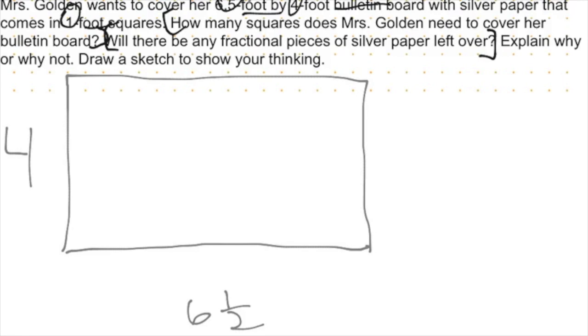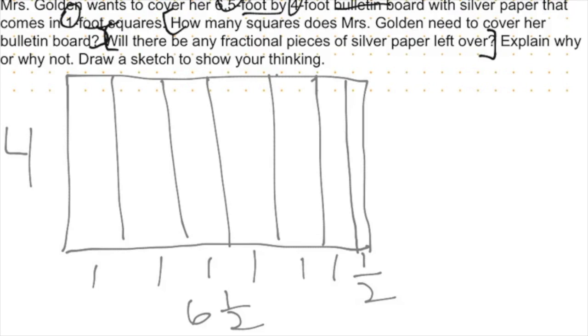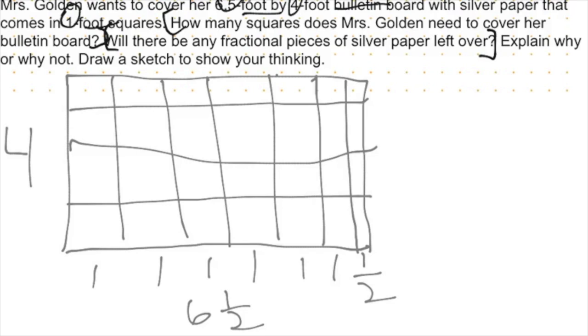So if the length is 6.5, right? So 6 would be 5 lines. 1, 2, 3, 4, 5. And then we'll leave this little piece as my half. So I know that this is 1, 1, 1, 1, 1, 1, and 1 half. And then we have by 4. 4 equal parts, which means 3 lines. 1, 2, 3. Again, disclosure, not drawn to scale.